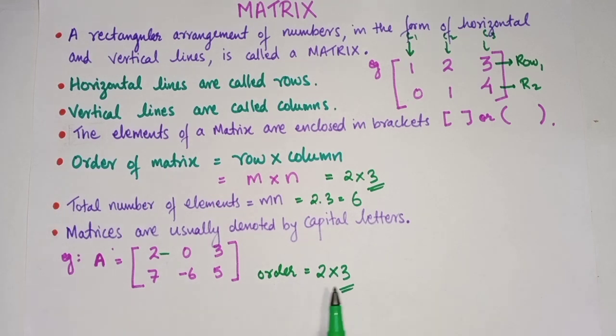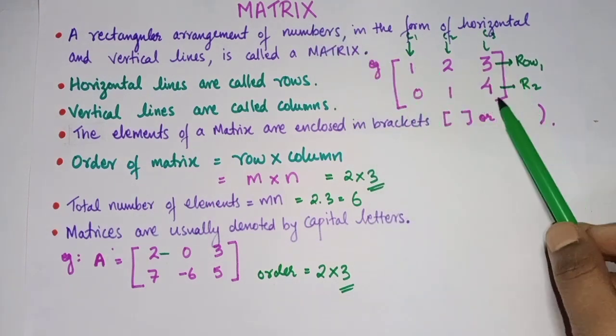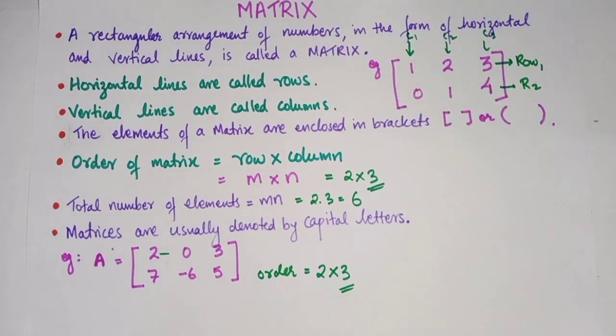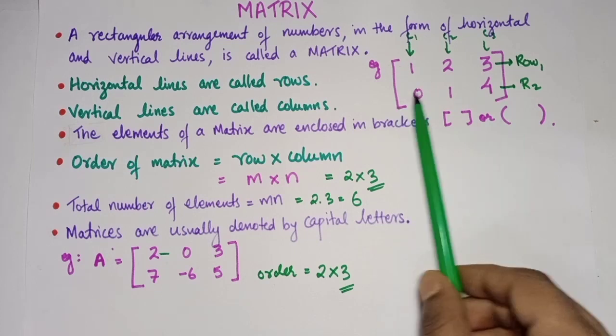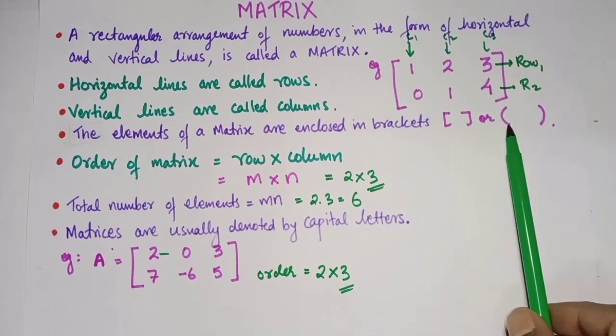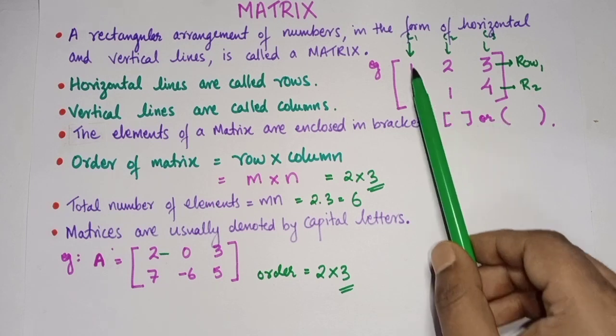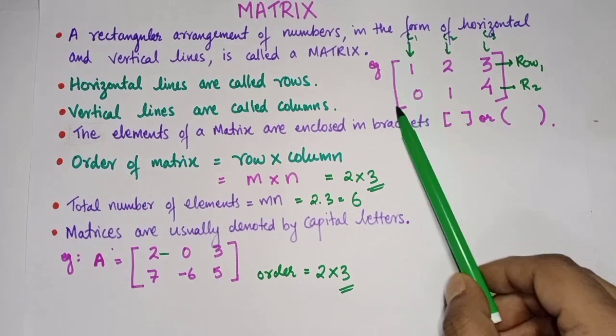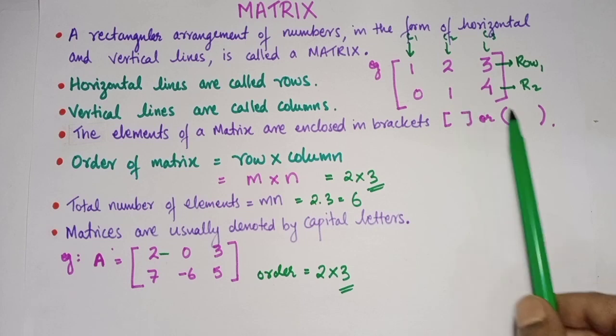So this is your matrix. A matrix is nothing but an arrangement of numbers in a rectangle. Horizontal lines are called rows. Vertical lines are called columns. And don't be confused if they give it to you in curved brackets also. It's the same thing.